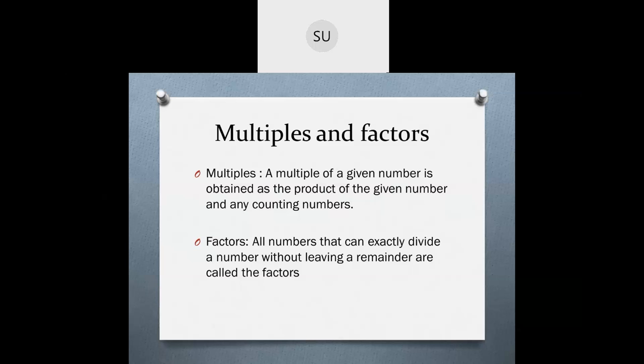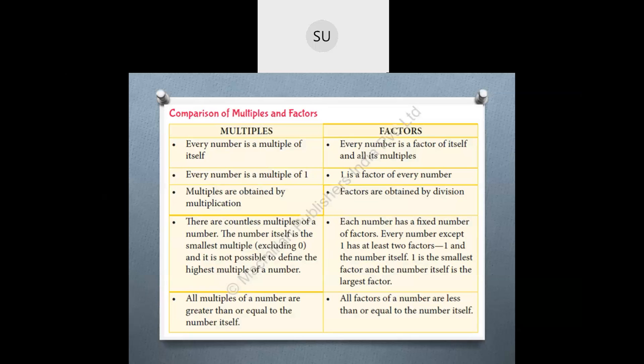Then factors. What are factors? All numbers that can exactly divide a number without leaving a remainder are called factors. So numbers which divide a given number exactly without leaving a remainder, that is, if you get the remainder as 0, then the numbers are called factors. Then we saw the comparison of multiples and factors.